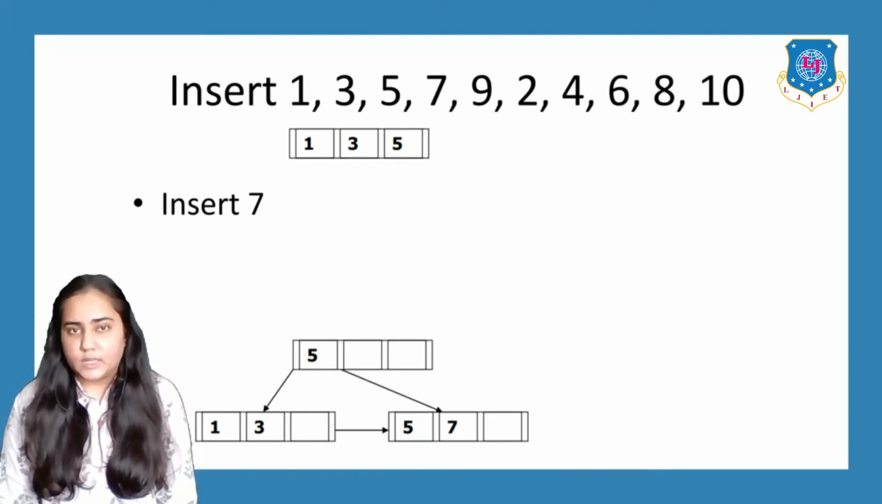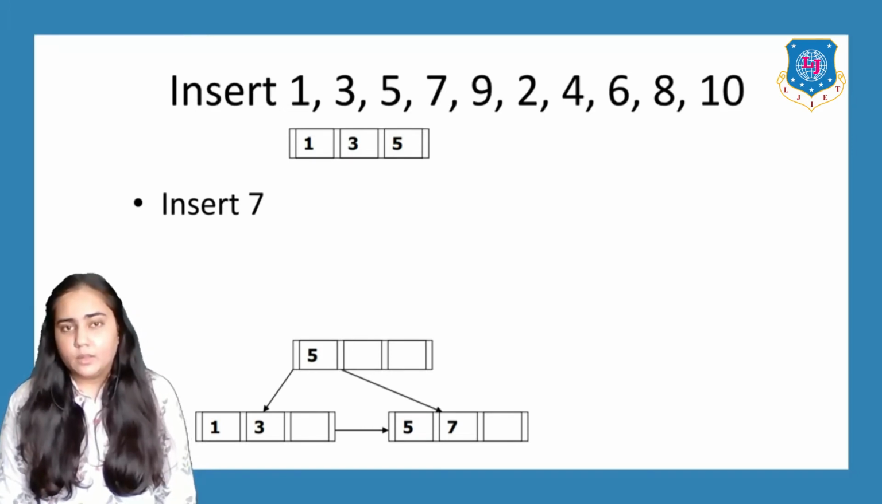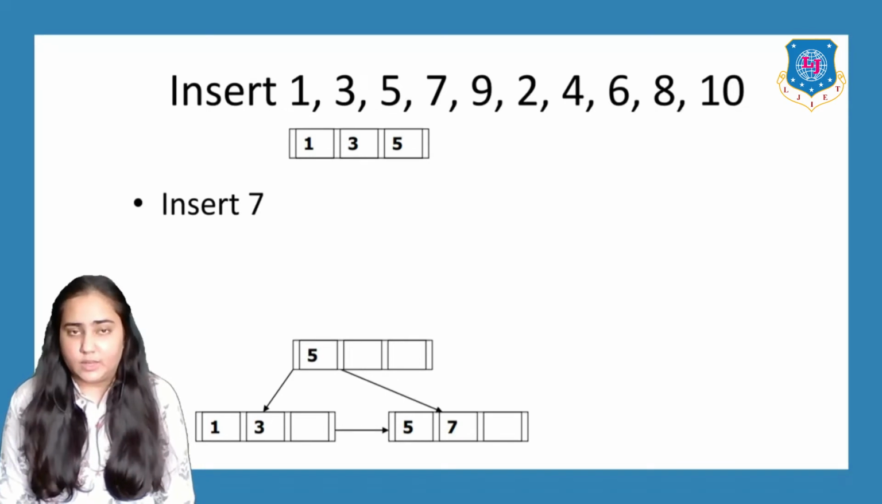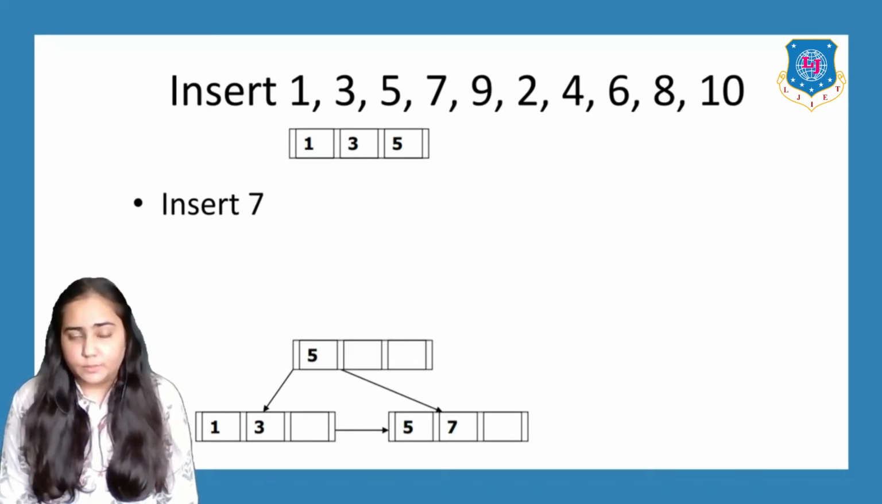There are 1, 3, 5, and 7 together. So we can either pick 3 or we can pick 5 to go to the top level. If you pick 3, that means you are picking the left node, and if you pick 5, then it means you're picking the right node. Whatever decision you make at this point should be followed even afterwards. So I'm taking 5 and picking it up to the root node.